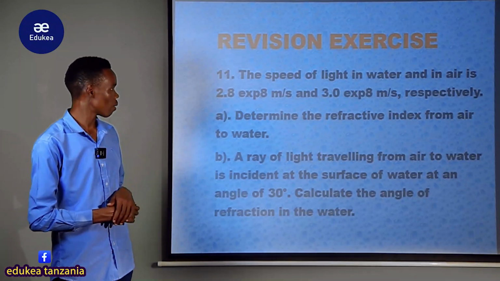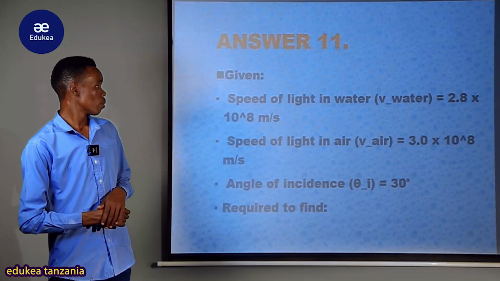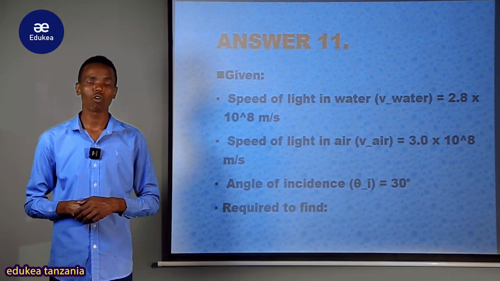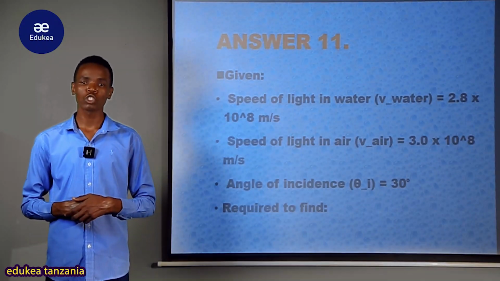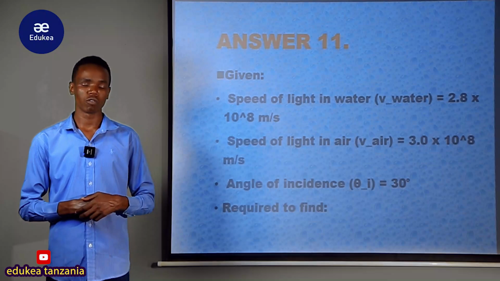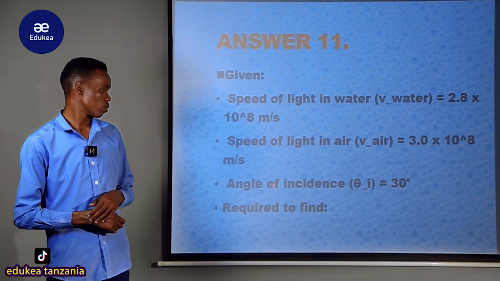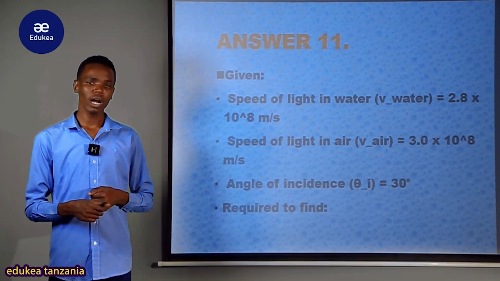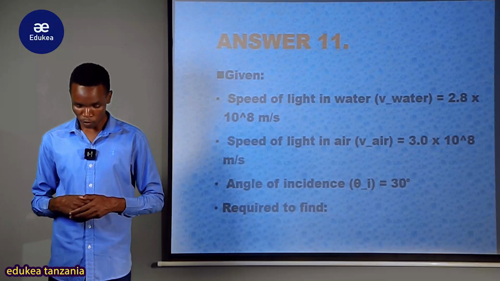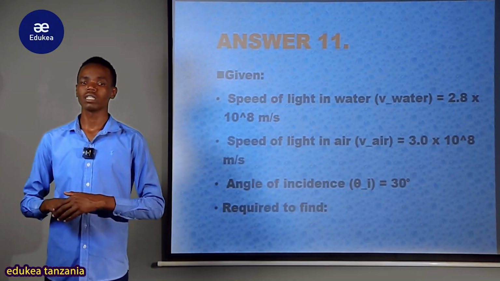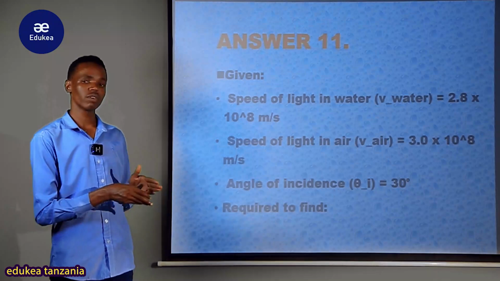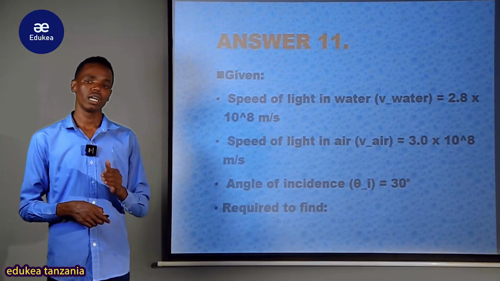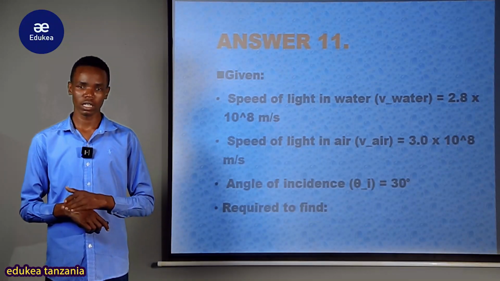From our question, we have the speed of light in water and also the speed of light in air, and we are supposed to find the refractive index from water to air, or from air to water. Which formula gives us the relationship between the speed of light in air and the speed of light in water? The refractive index can be obtained by taking the speed of light in air and dividing it by the speed of light in water.